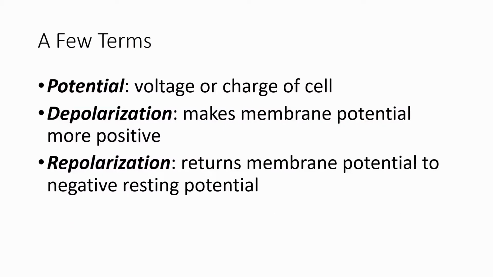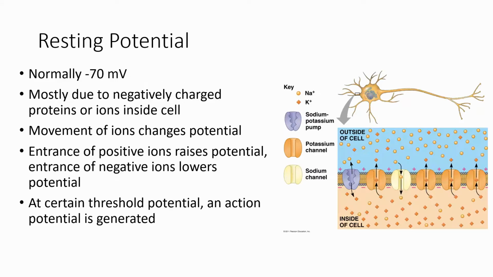So a couple of terms. The potential of a neuron is its voltage or its charge. It can be positive or negative. And if you are increasing the potential, making it more positive, that is called depolarization. If you are decreasing the potential or making it more negative, that is called repolarization. And that's important because we're going to talk about how depolarization and repolarization are part of an action potential.